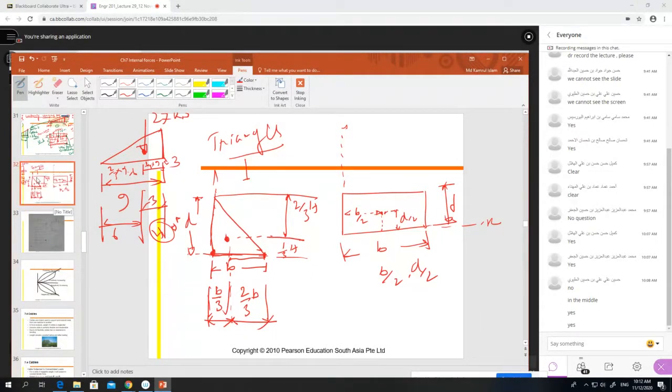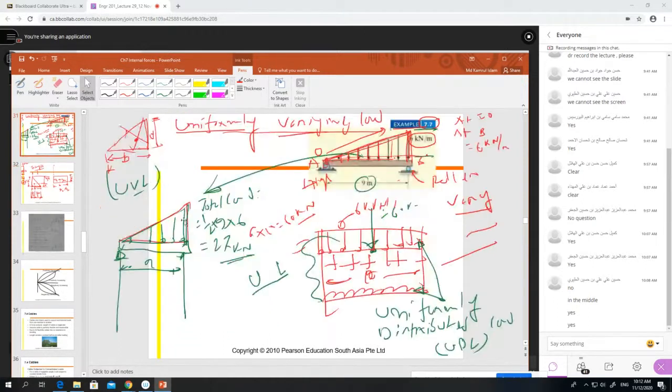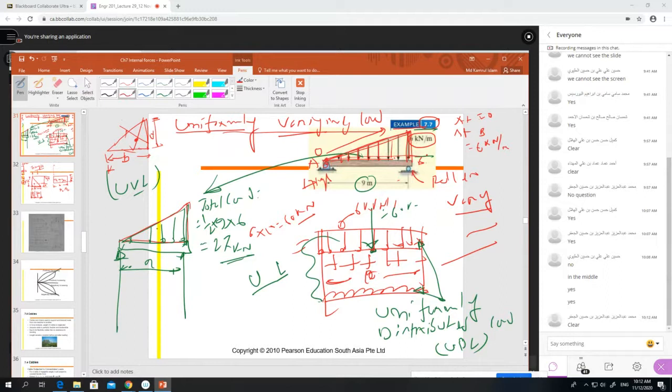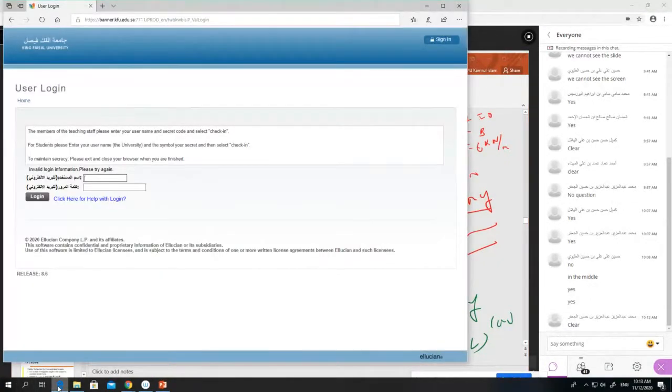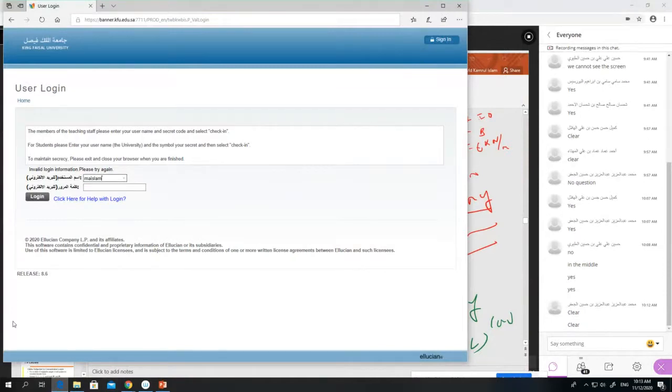Now clear what I want to tell you? Our total load will be working at this point, 27 kilonewton, and distance is from here to here is 3 and here to here is 6. So total distance is 9. Now clear? Tell me please. Very important. Clear? All right.